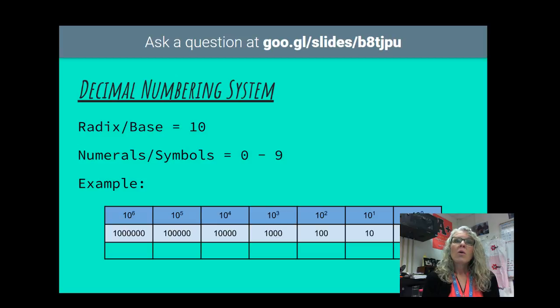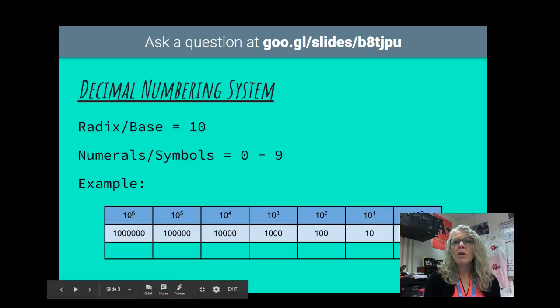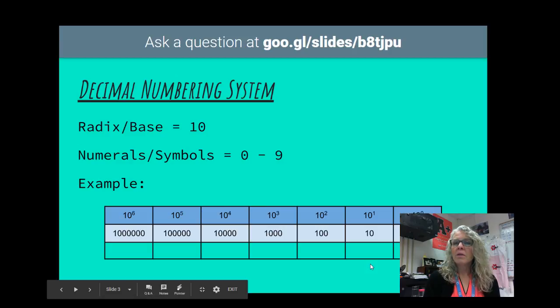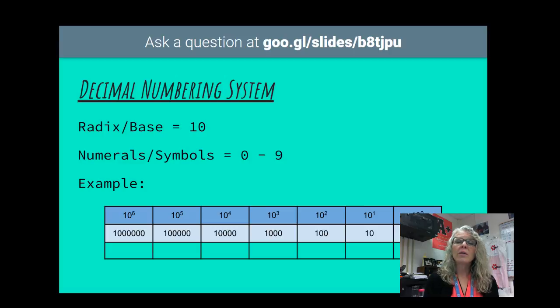And so when we talk about the decimal numbering system, you can see here the positions of those numerals are based on powers of 10. And so any number to the 0 power is 1. So whatever we place in that first column, we're going to be multiplying by 10 to the 0 or 1. And so on. The next position, the value of that column is 10 to the first or 10, and so on.